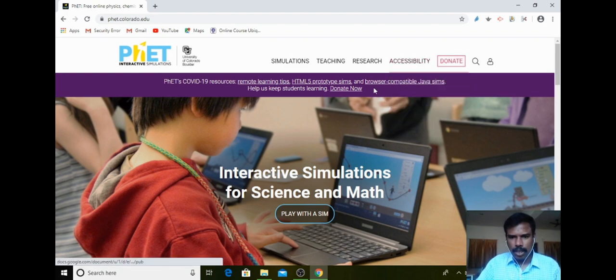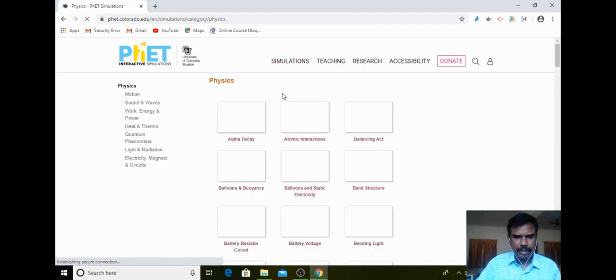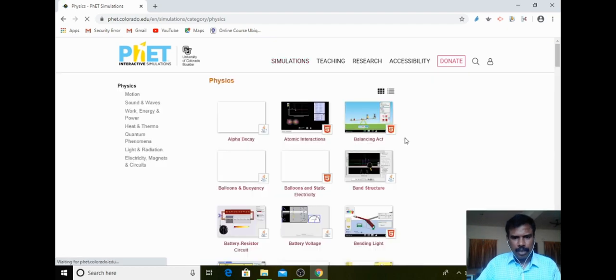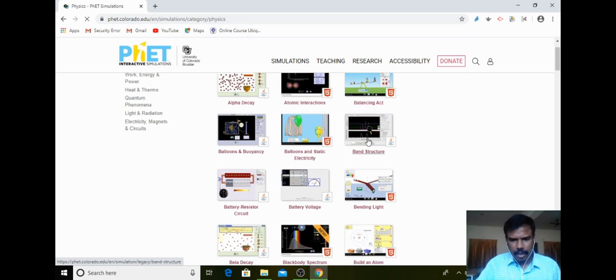Now you have to explore this possibility. I am going to take one physics simulation, and after that we can take one earth science for our demo. So I am selecting physics. Now you can see what simulations are available. For example, you can see the balancing act or band structure.